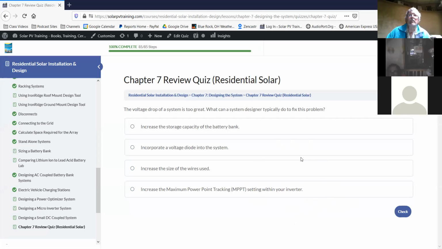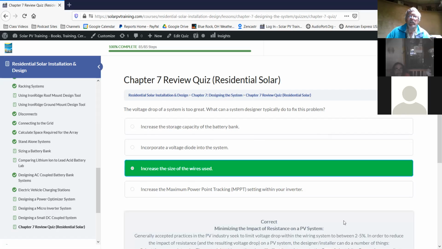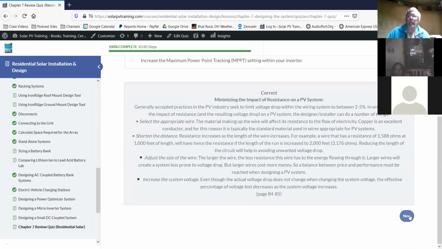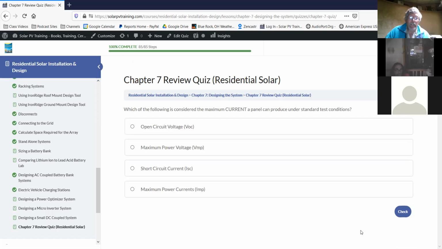Okay, the voltage drop of a system is too great. What can a system designer typically do to fix this problem? And we've mentioned this before. Usually with voltage drop, the issue is the wire is either too small or the distance is too great. So basically, you could increase the size of the wires. The rest of these are not going to have any effect on it. So as a designer, usually your best option is to just increase the size of the wire. And the only reason why you wouldn't go with the biggest wire available is just cost, system cost.